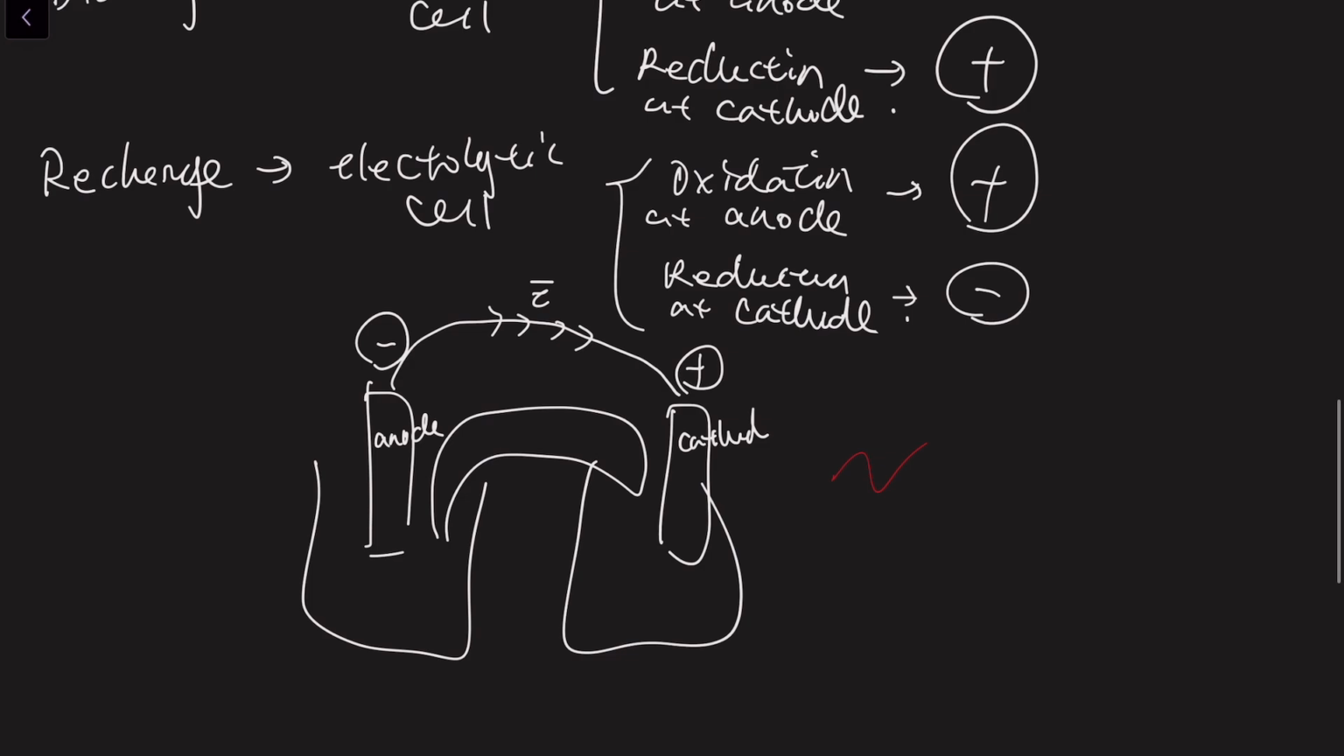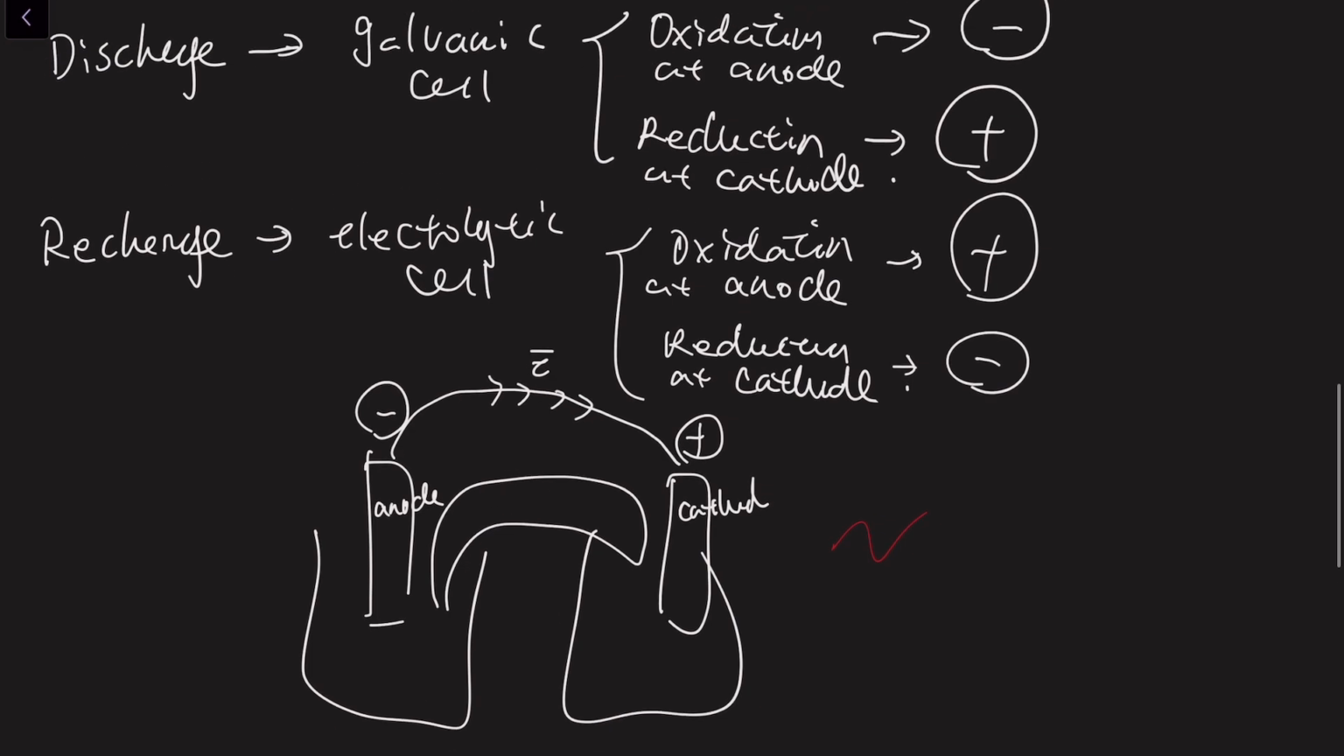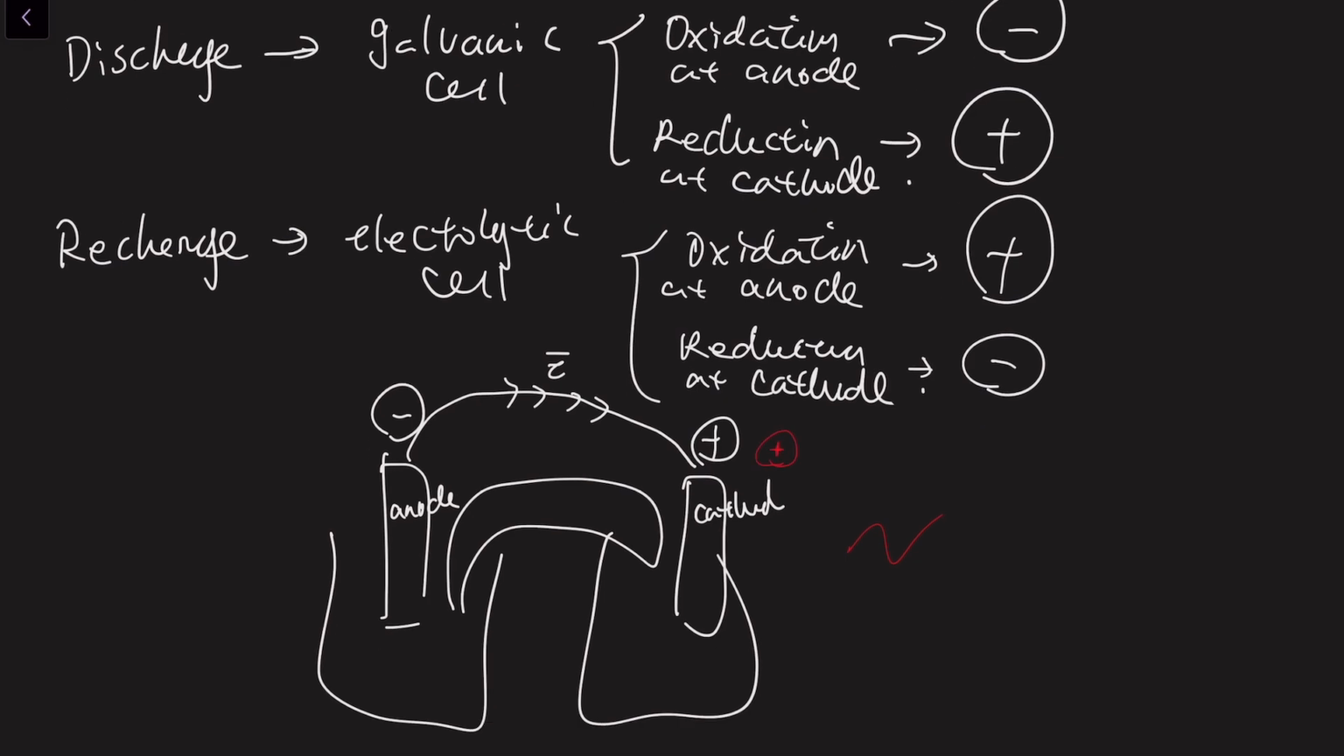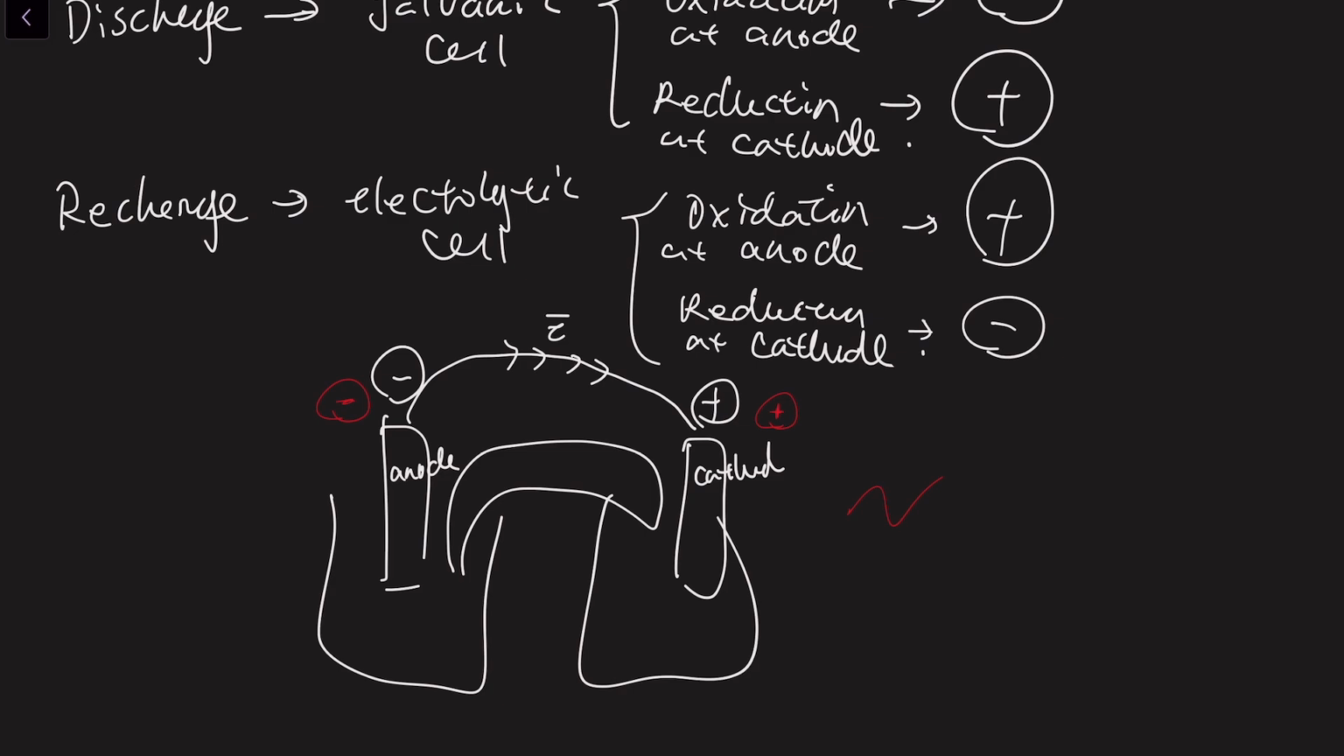But during this electrolytic cell, we are reversing the order. So the old cathode becomes anode, and the old anode becomes cathode. So this is for the electrolytic, it becomes this. So now the cathode is actually negative, the anode is positive. And the electron flows from anode to cathode.